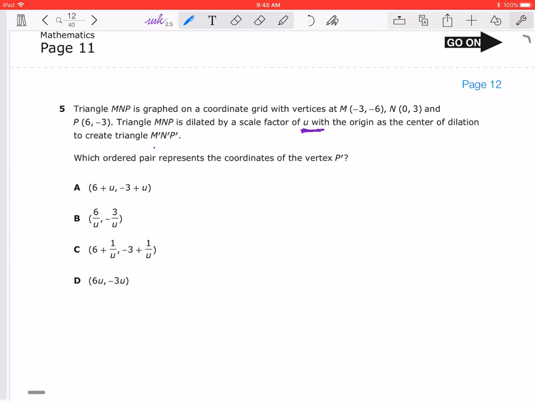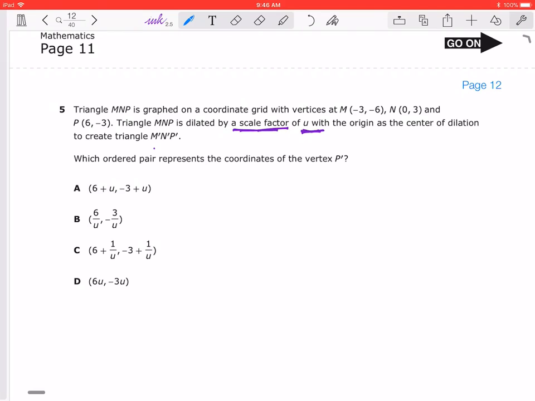Now, here when we're talking about scale factor, we're not translating it. We're dilating the image, the entirety of the image. And it's a multiplier. So when we're translating, it's left to right or up or down. And in terms of a dilation or scale factor, it's a multiplier.